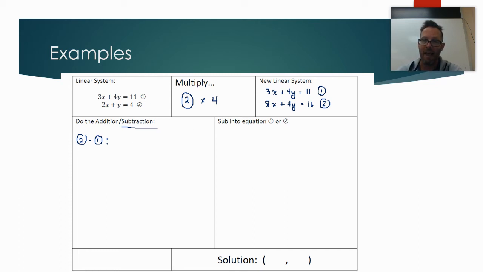But look, guys, 8 take away 3, 5x. 4 take away 4, 0y. 16 take away 11 is 5. And look at that simple equation we're left with. 5 times 1 is 5. x equals 1.